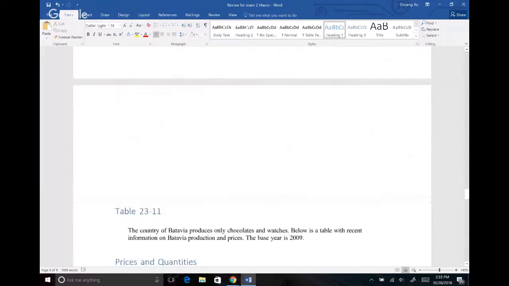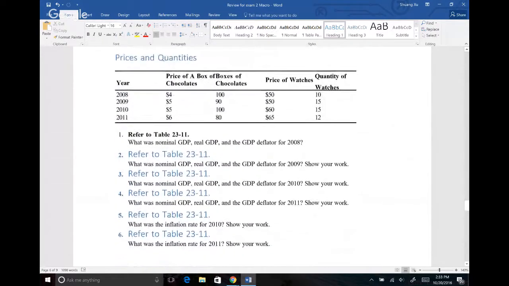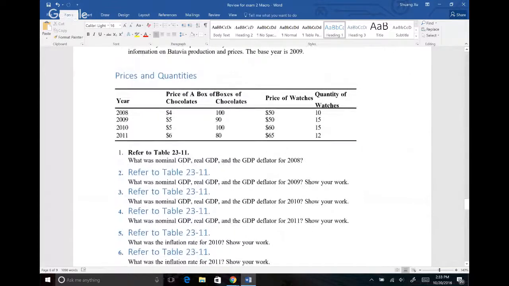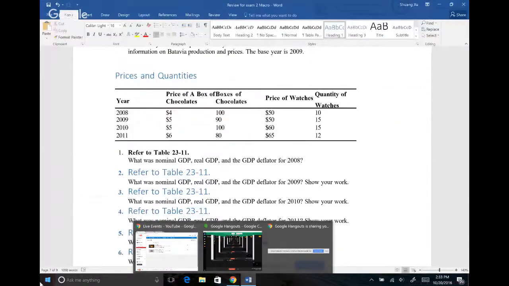Okay, let's look at chapter 23. Now for chapter 23, it's best if we use Excel to work on this problem because there's a lot of calculation to do. So guys, if you want, open up your spreadsheet and let's do it together.